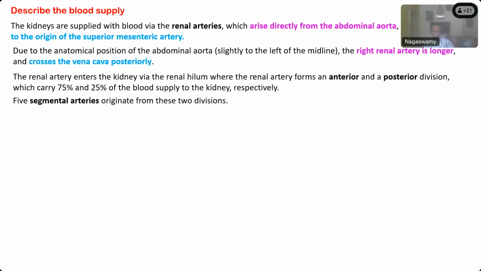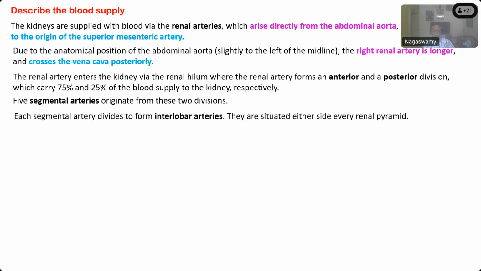from these two divisions. Okay, and each segmental artery then divides into interlobar arteries, situated on either side of the renal pyramid. What we saw earlier, the dipping of cortex into the medulla, is called the pyramid. So the interlobar arteries go on either side of the renal pyramid, and that is the reason why I thought we should know about the internal anatomy of the kidney.